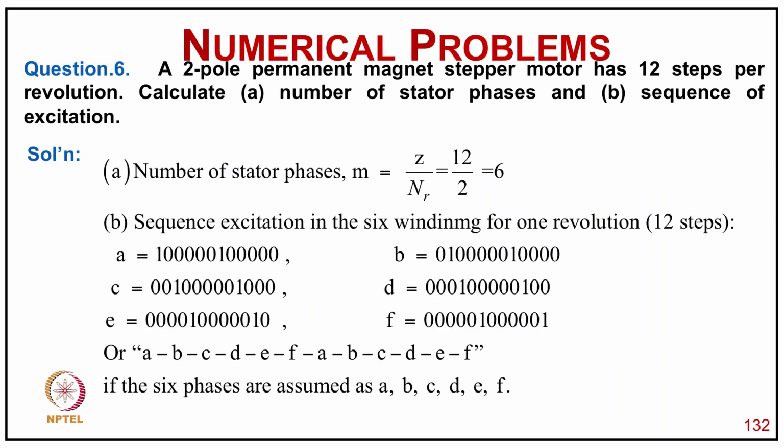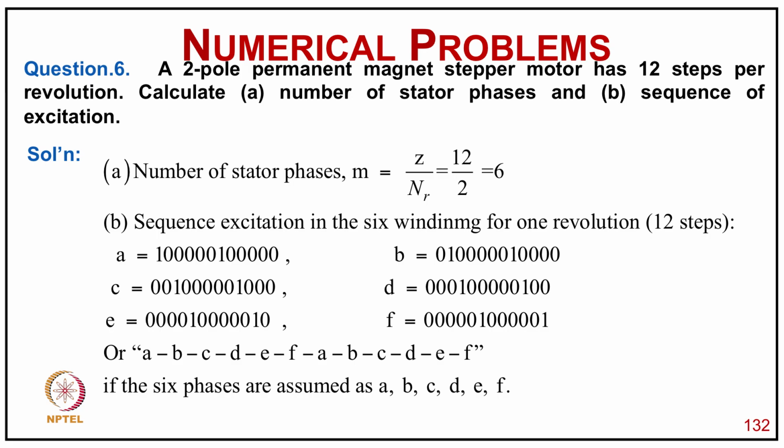Now coming to question 6. A 2-pole permanent magnet stepper motor has 12 steps per revolution. Calculate the number of stator phases and the sequence. The number of stator phases, m equals z upon Nr equals 12 upon 2, that is 6, and the excitation sequence of winding for the rotation of 12 steps is given here as A, B, C, D, E, F, and the excitation sequence you can call it A, B, C, D, E, F.